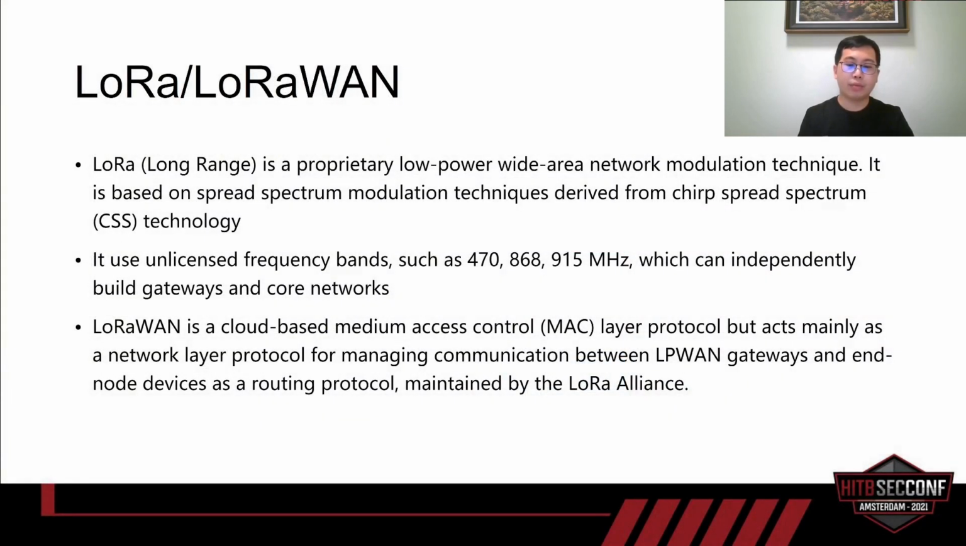Okay, let's introduce the two mainstream technologies involved in this topic: LoRaWAN and NB-IoT. First, we introduce LoRaWAN. LoRa is a modulation technology used in the physical layer that enables long-range, low-power communication by using CSS modulation. It uses unlicensed frequency bands, so anyone can independently deploy the network. LoRaWAN is a cloud-based media access control layer protocol, but acts mainly as a network layer protocol for managing communication between LPWAN gateways and end node devices as a routing protocol, managed by the LoRa Alliance.